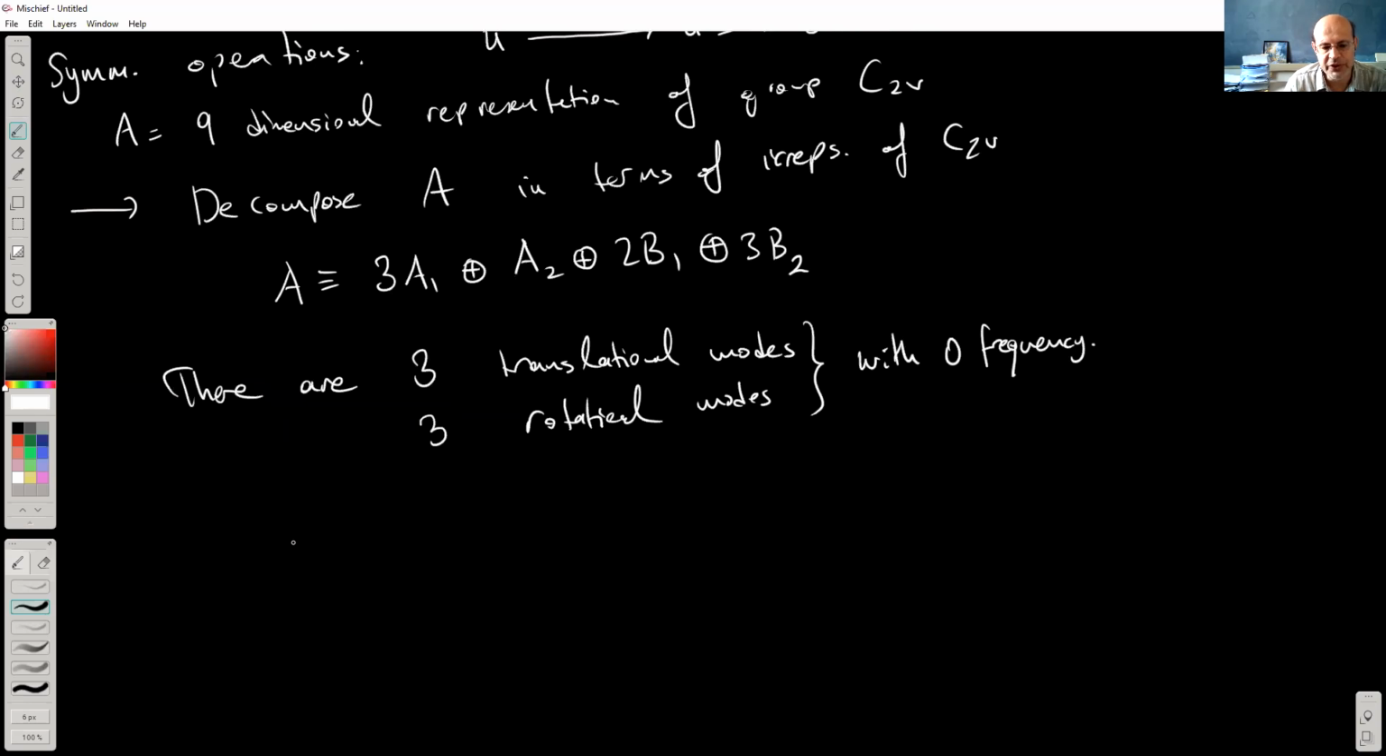What are these modes? These modes are like these, for example. Let me show it like this. So this is the molecule, and this is the displacement pattern, for example. This is one of the representations where all of the atoms displace in the rightward direction by the same distance.